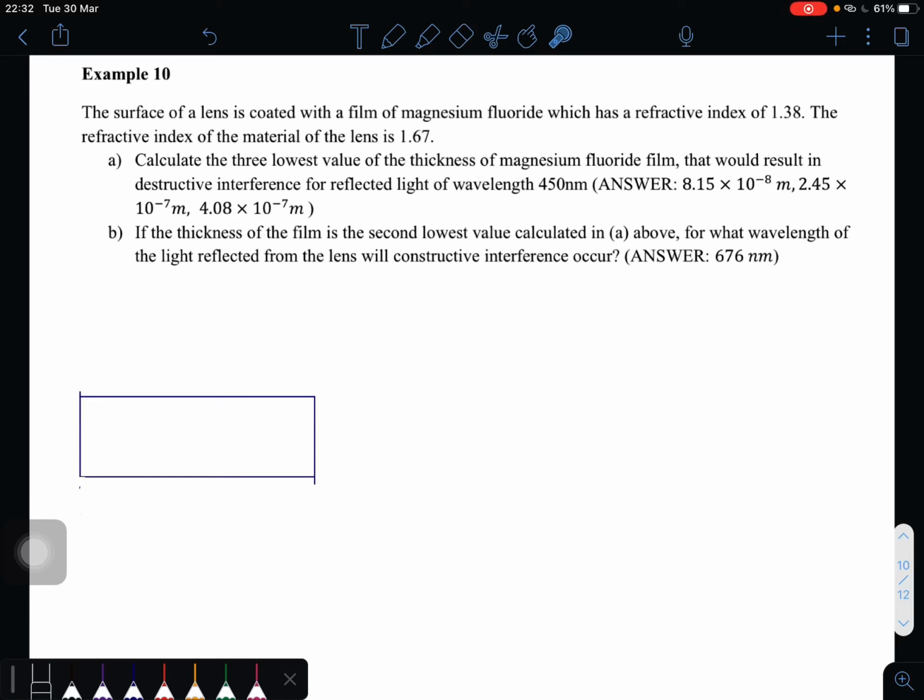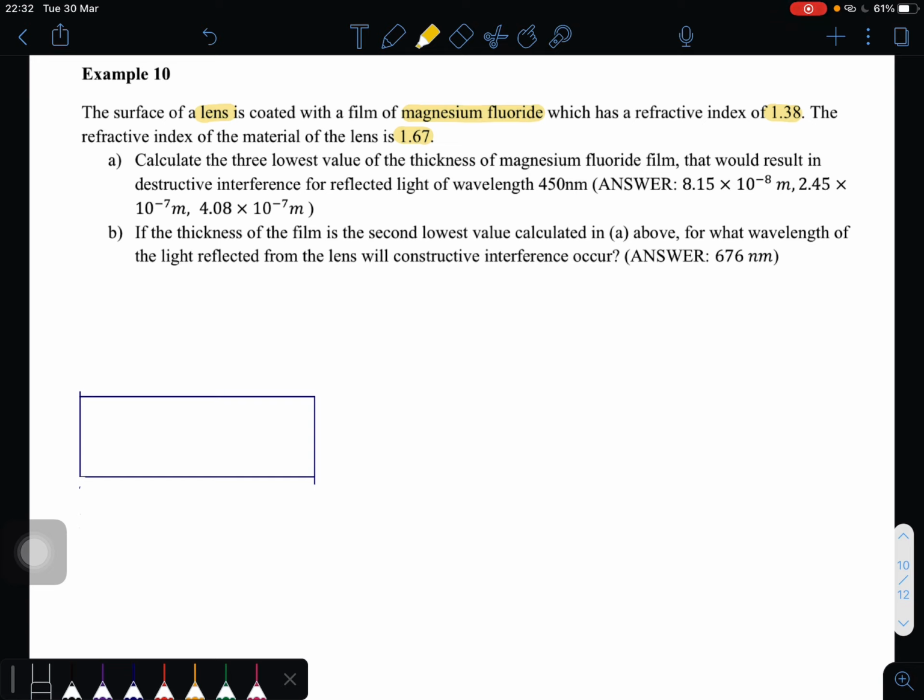Okay, now let's look at example 10. The surface of a lens is coated with a film of magnesium fluoride which has a refractive index of 1.38. The refractive index of the material of the lens is 1.67. So now we have a lens coated with magnesium fluoride where n is equal to 1.38, and the lens n is 1.67.